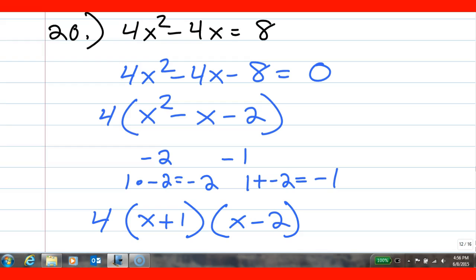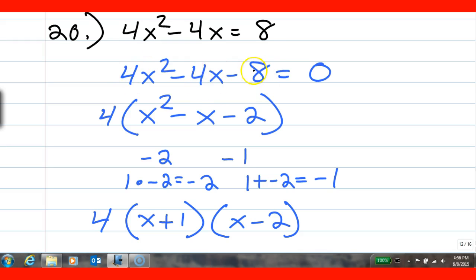Before we begin, we need to first move that 8 over so that it equals 0, so that we create the trinomial. So I'm going to subtract the 8 from both sides, so I end up with 4x squared minus 4x minus 8 equals 0. I'm going to continue forward now. I want to factor this problem. Before I do, I look for the greatest common factor. I've got a 4 and an 8.